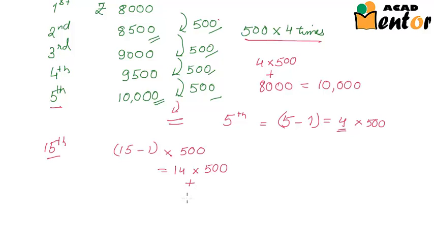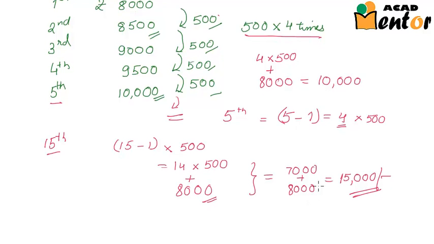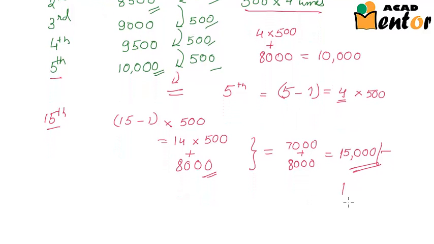And if you add this to the base amount, that was 8,000, we would get the amount that she would have donated in her 15th year. That is equal to 14 into 500, which gives us 7,000, plus 8,000, a total of 15,000. So this is the amount that she paid in her 15th year. We can see that this is the 15th term in the AP.